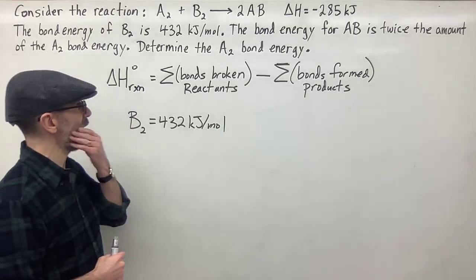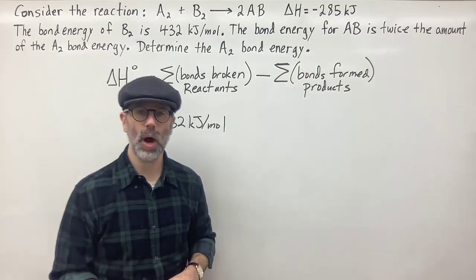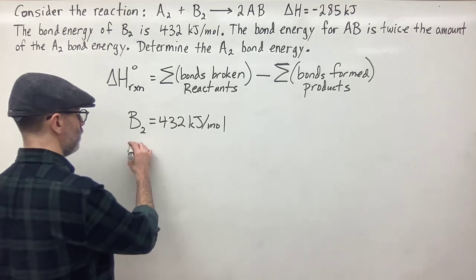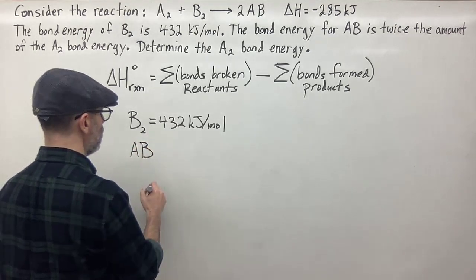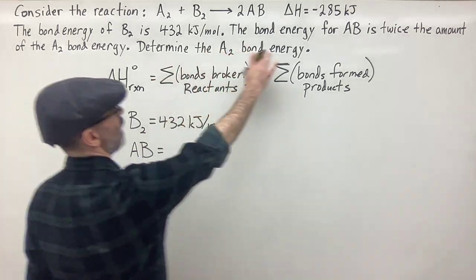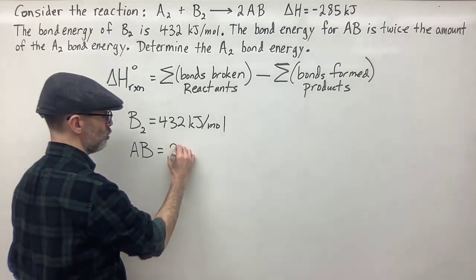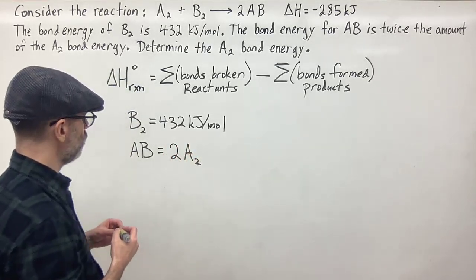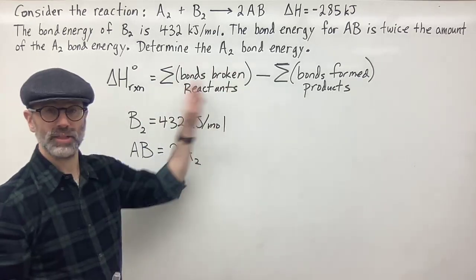Okay. And what else are we given? We're given that the bond energy of AB is twice that of A2. So we can write that as an equation. The bond energy of AB is going to be equal to twice the bond energy of A2. So that's going to be equal to 2 times A2.